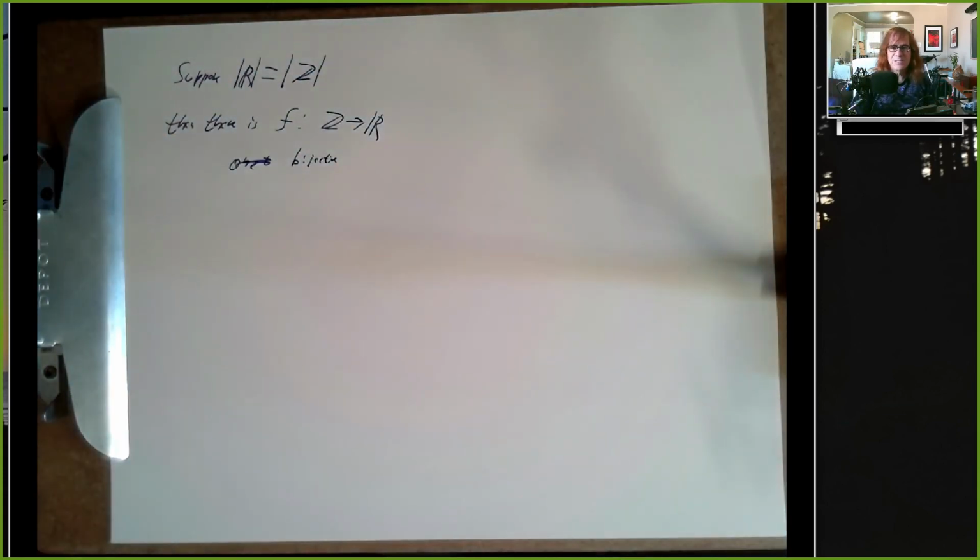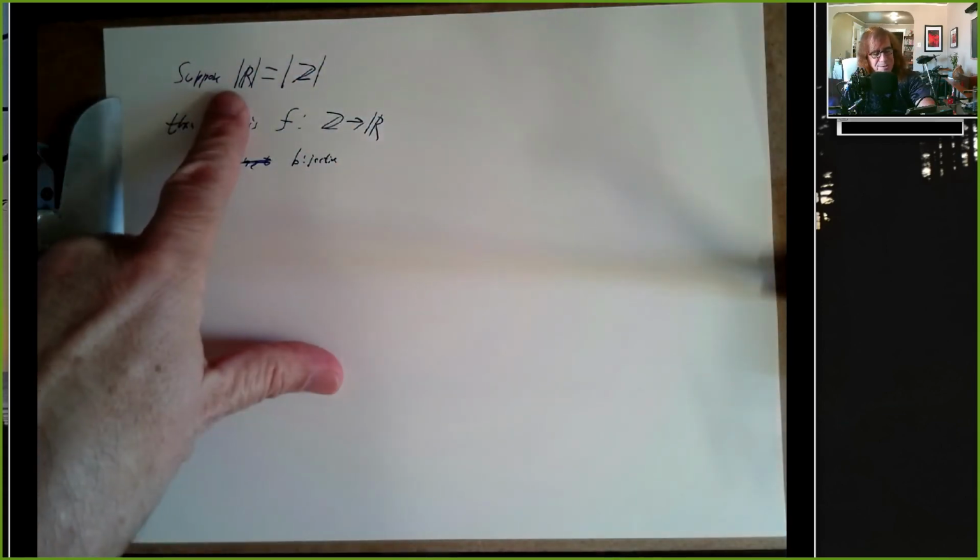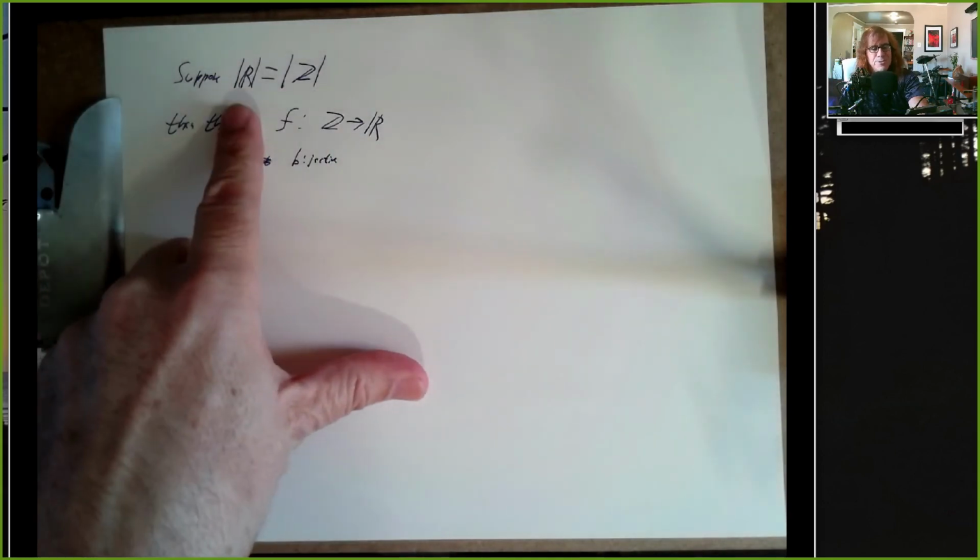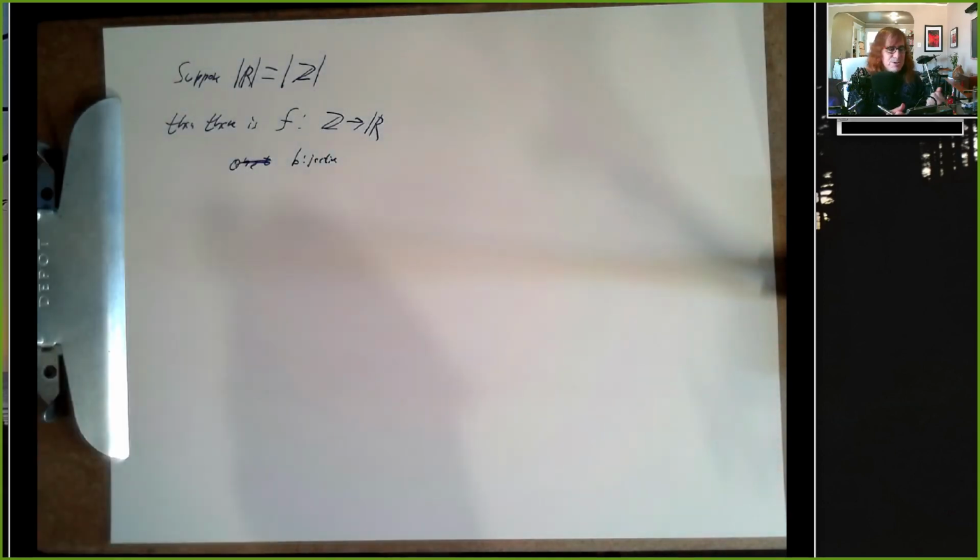It means we can come up with an association where every real number corresponds to an integer and every integer corresponds to a real number, and it's 1-to-1. There's no duplication, there's nothing missing.